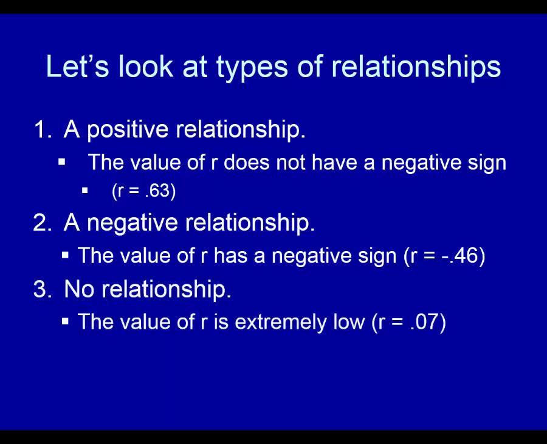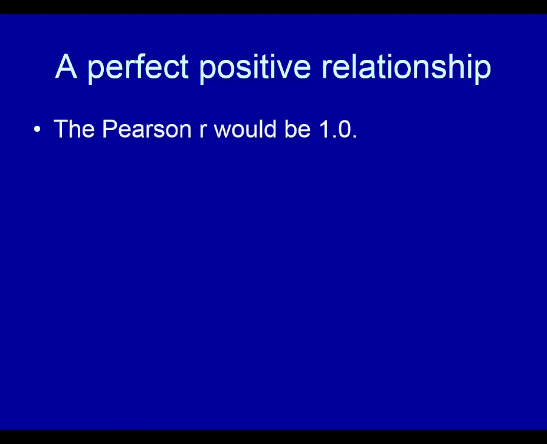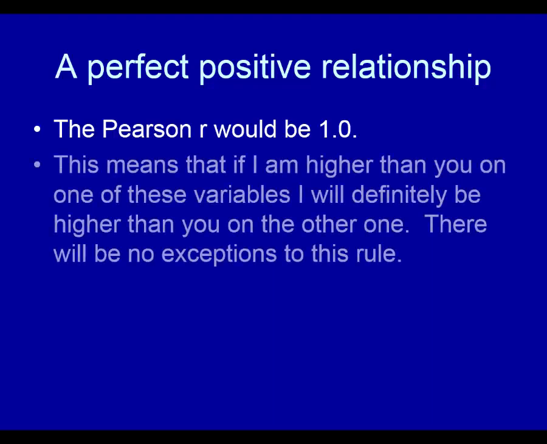No relationship, or practically no relationship, the value of R is extremely low, such as 0.07, 0.02, 0.04, 0.05, whatever. Those kinds of values would be very low, suggesting there really is not a relationship between the two variables. Now, there's a possibility, although you will never find it, a perfect positive relationship where the Pearson R would be 1.0. I'm going to illustrate that in a moment.